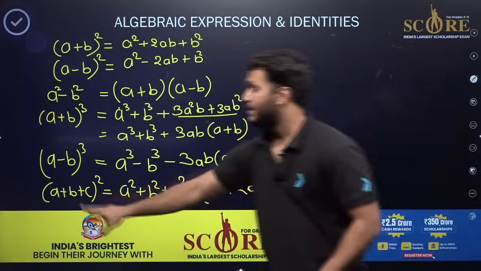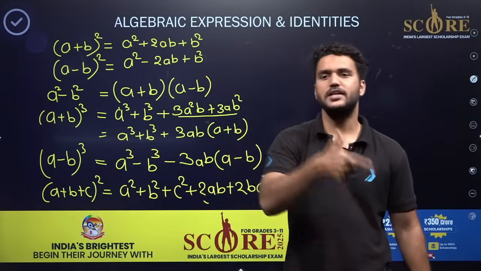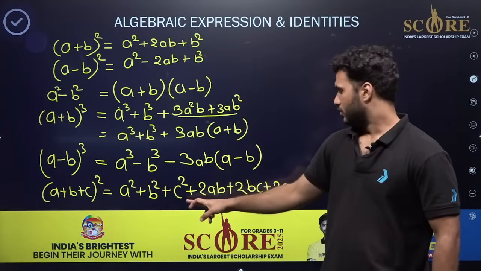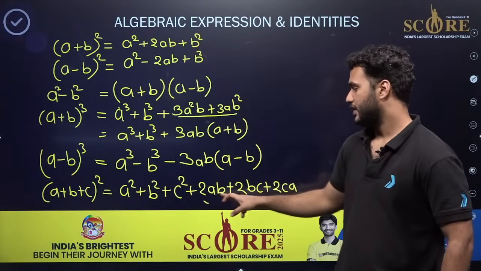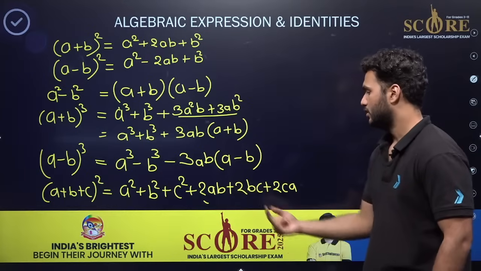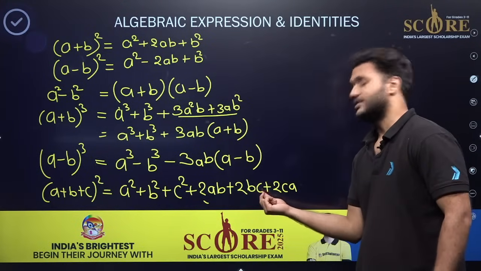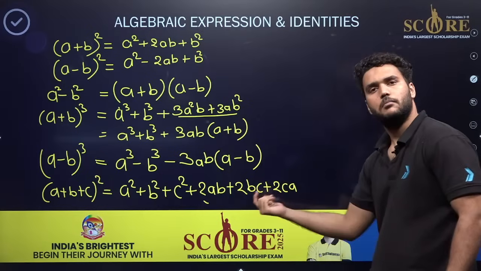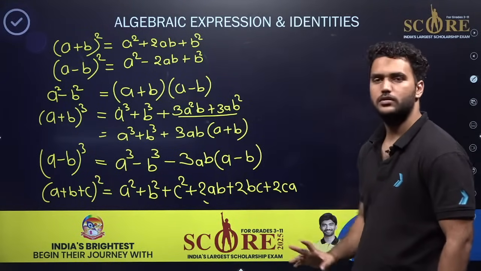What about (a minus b minus c)? It means b and c are negative. Okay, no problem with it, square. Here I am getting positive a square, positive b square, positive c square, minus 2ab, positive 2bc, minus 2ca. Is it clear?